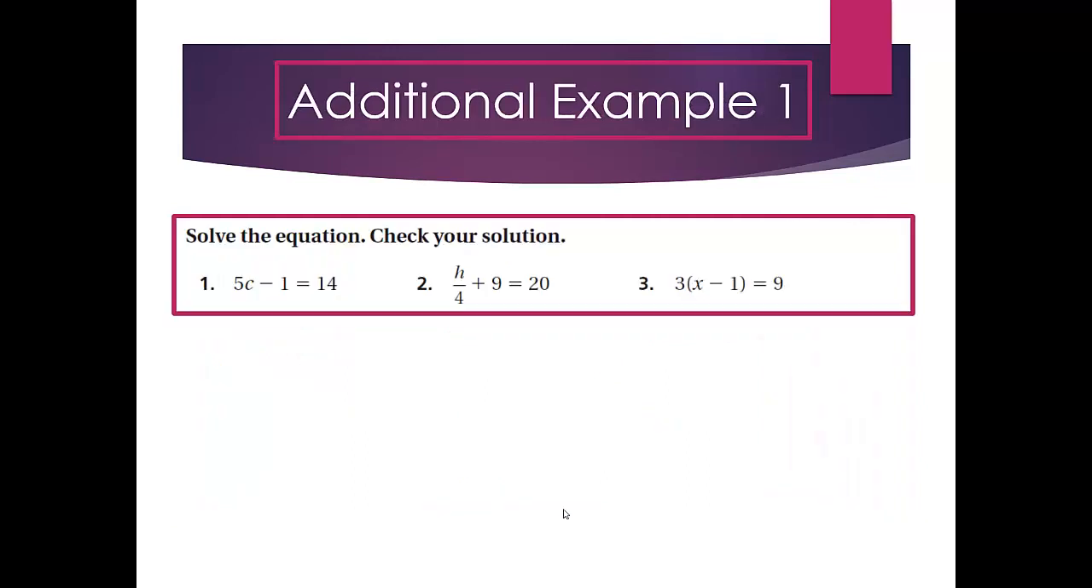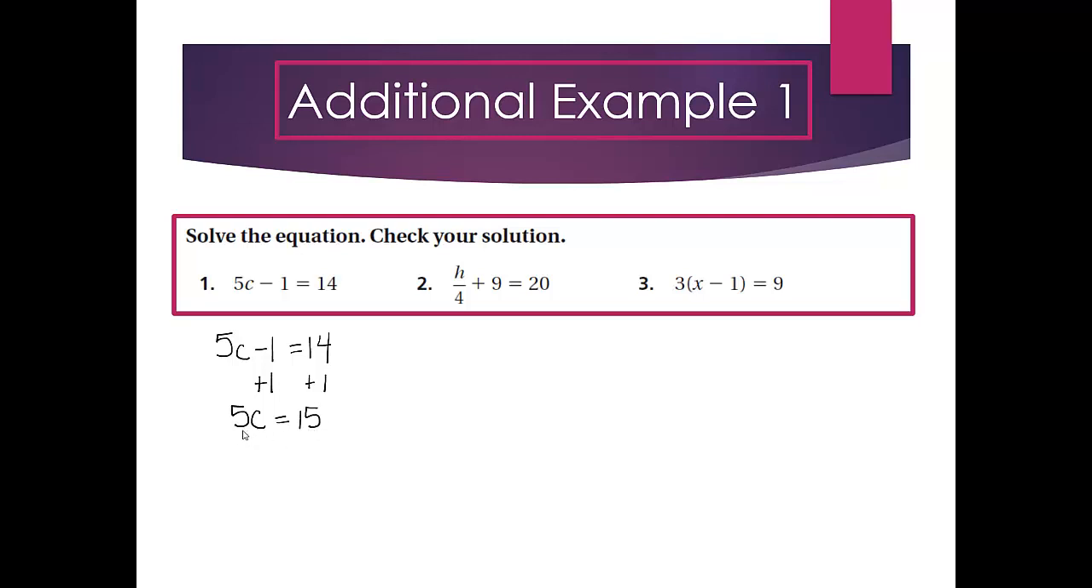Now we have an additional example. You can pause the video and try it on your own, or you may follow along. So for number 1, we have 5c minus 1 equals 14. Our first step is to undo the subtraction. We'll do this by adding 1 to each side. So now we have 5c equals 15.